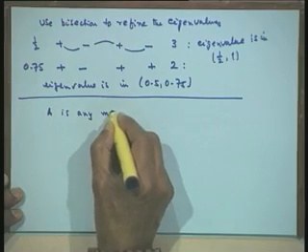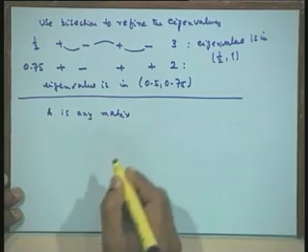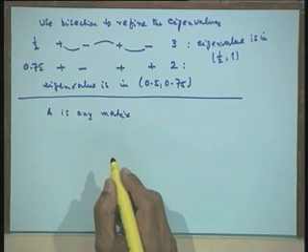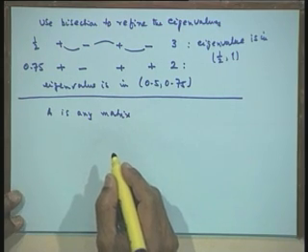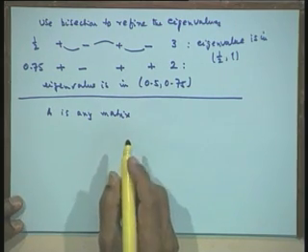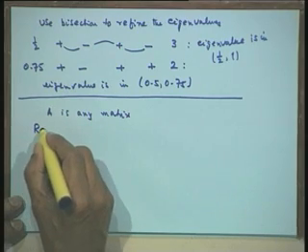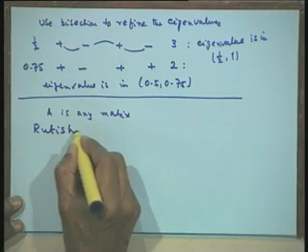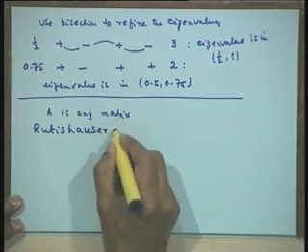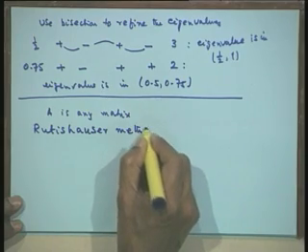Now, we will go to how to find the eigenvalues of an arbitrary matrix, not a symmetric matrix. So, let us now take that A is any matrix. Now, this is a very difficult problem. One of the earliest methods is known as the Rutishauser method.